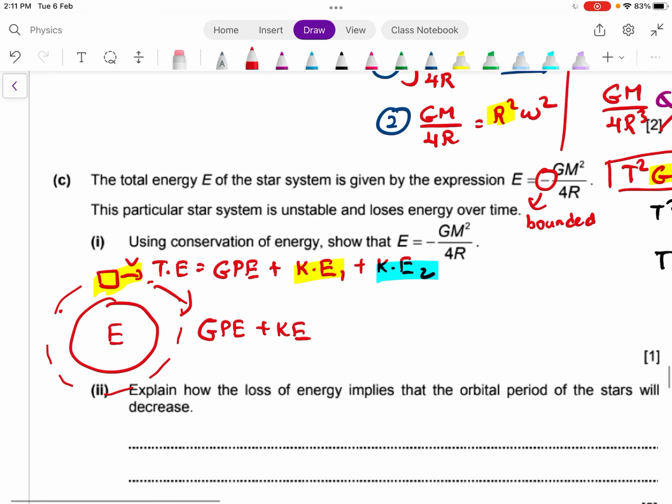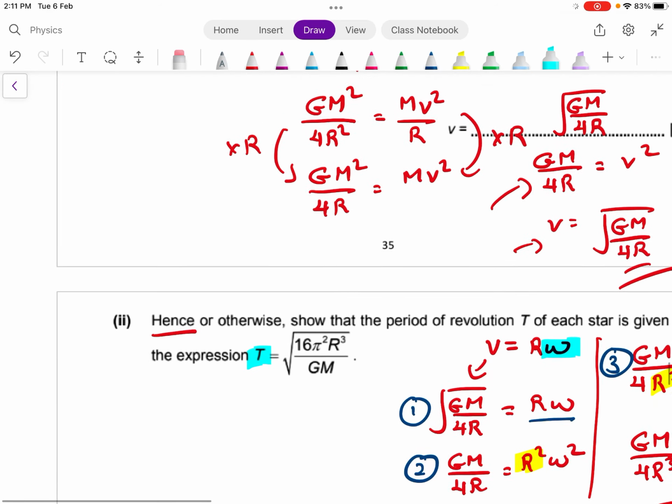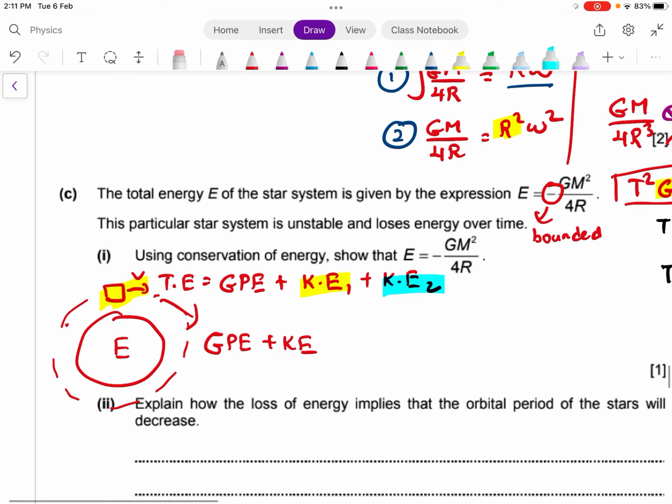But for a binary system it's a bit different, because you look at the binary system and you notice that there are two stars and these two stars are moving. This is your KE1, this is your KE2. So you must add the kinetic energy of both stars together. Of course, not to forget our GPE. Let's write down the total energy first.